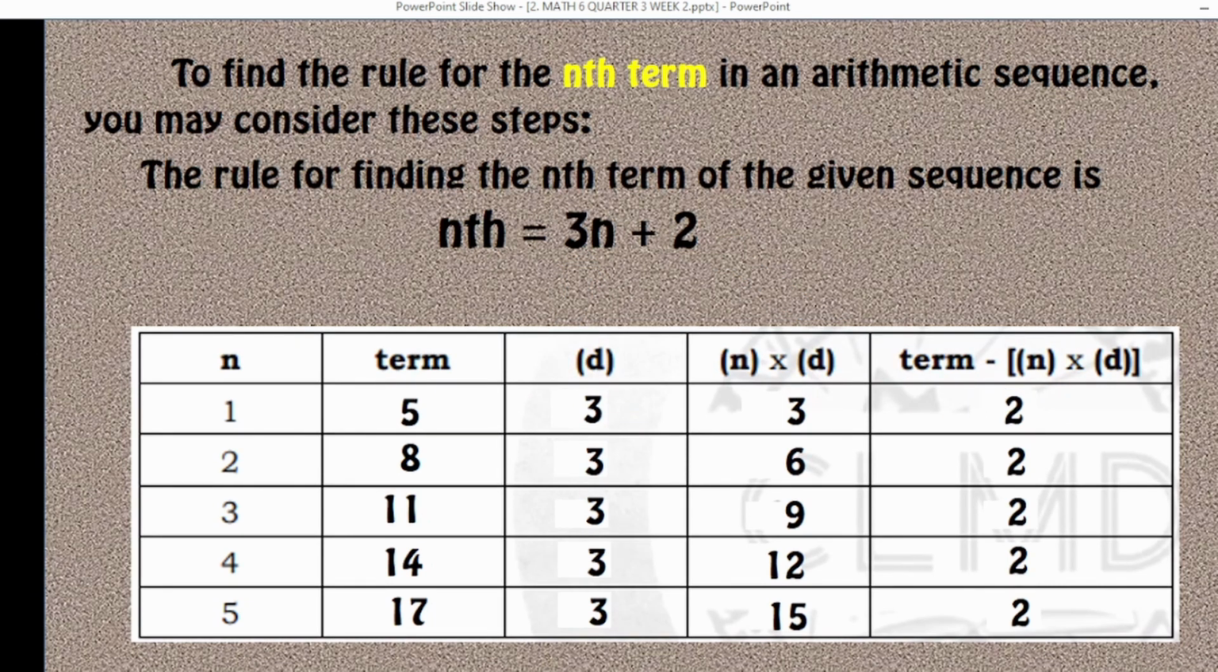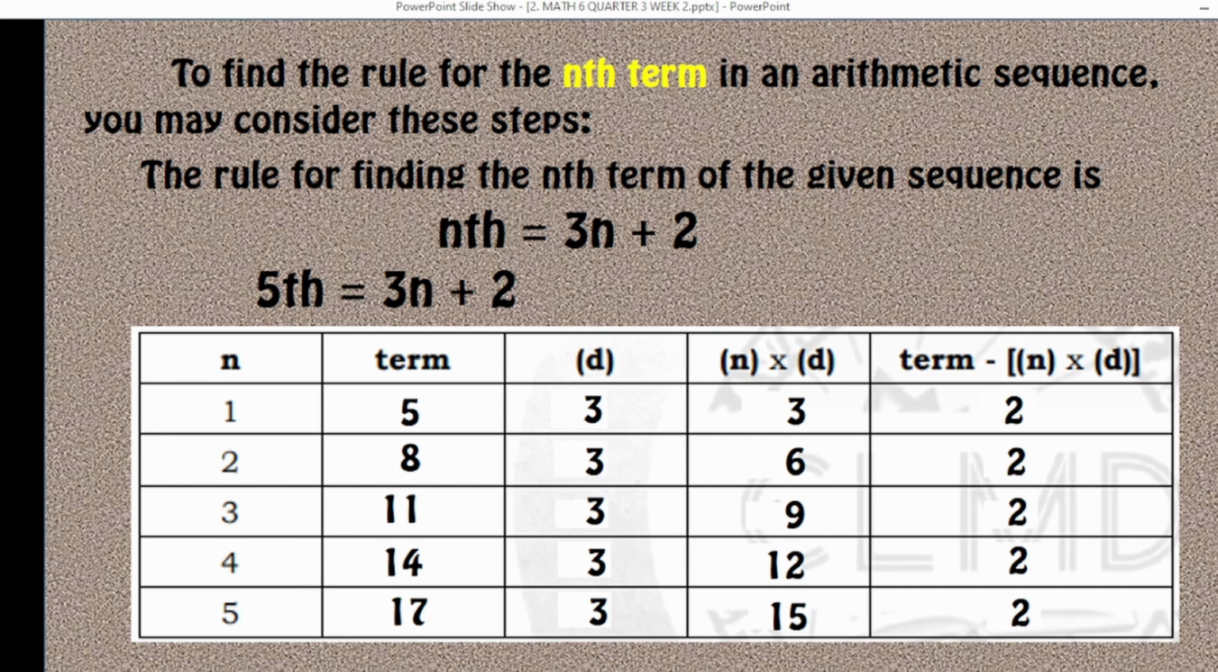Let us apply the formula. Nth is equal to 3n plus 2. So, i-check natin mga bata ang formula na 3n plus 2. So, 5th is equal to 3n plus 2. Okay, bakit 5th ang nilagay ko dyan? Kasi mga bata, yung nth term, pwede niyong palitan yung letter n kung pang ilang sequence yung number na hahanapin ninyo.